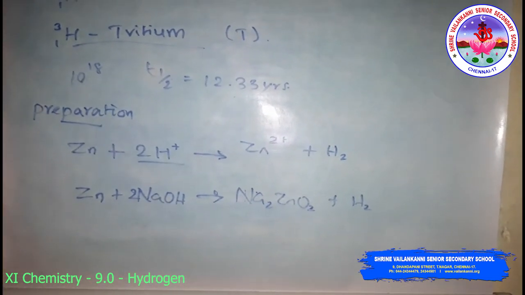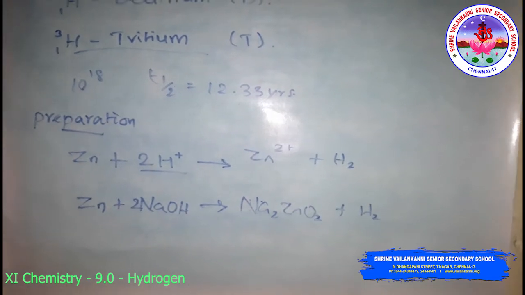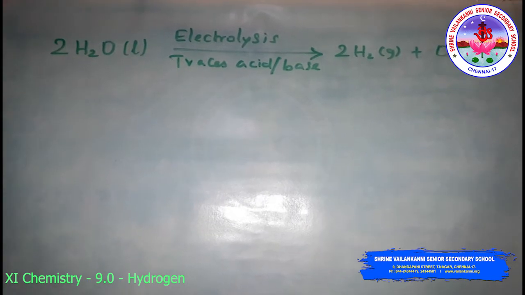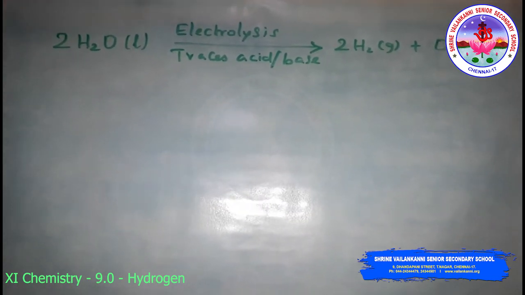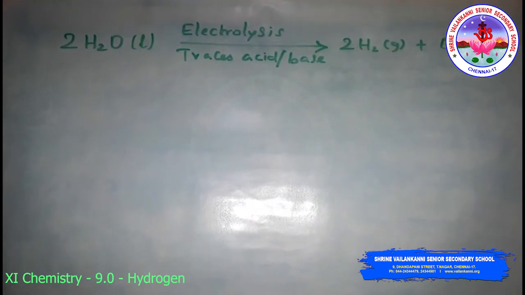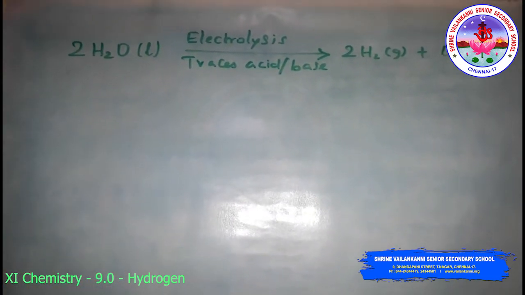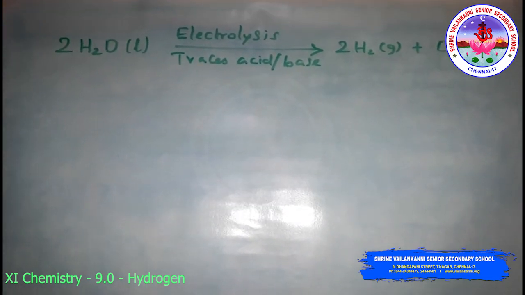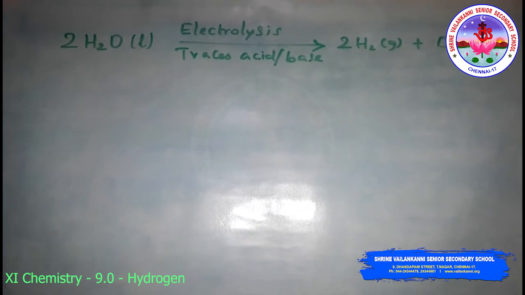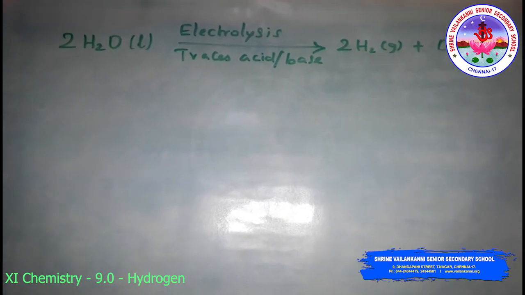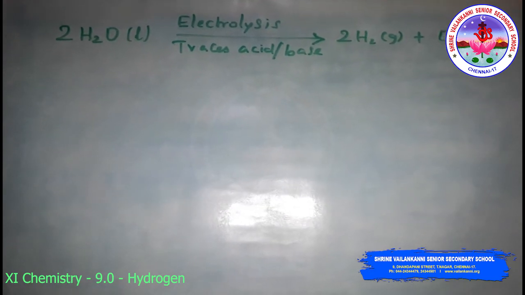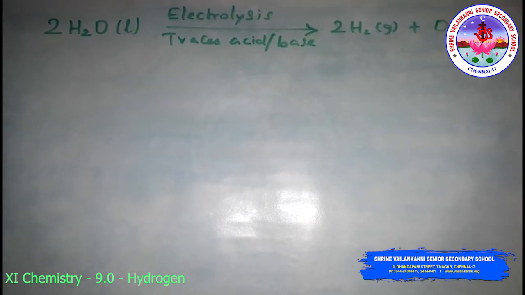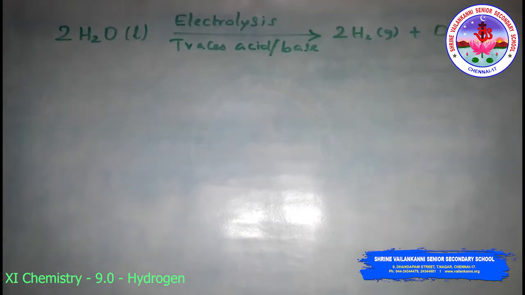Then the commercial production of dihydrogen, usually the electrolysis method. The electrolysis of acidified water using platinum electrodes gives dihydrogen. Then high purity dihydrogen is obtained by electrolyzing warm aqueous barium hydroxide solution between nickel electrodes. It is also obtained as a byproduct in the manufacture of sodium hydroxide and chlorine, by the electrolysis of brine solution.